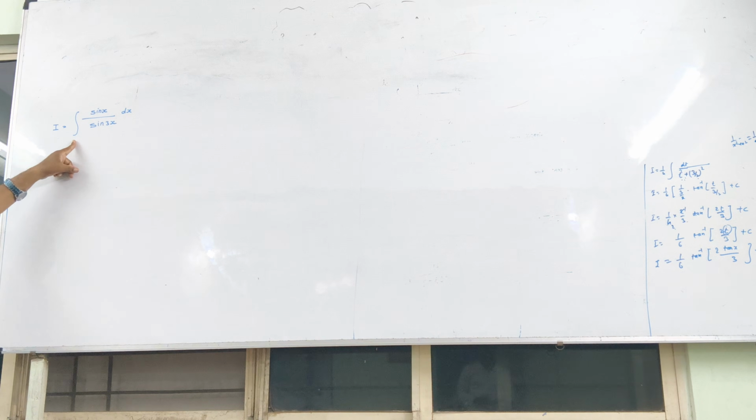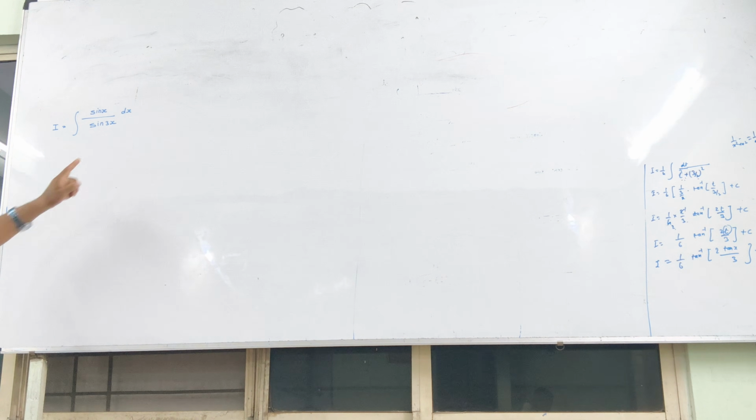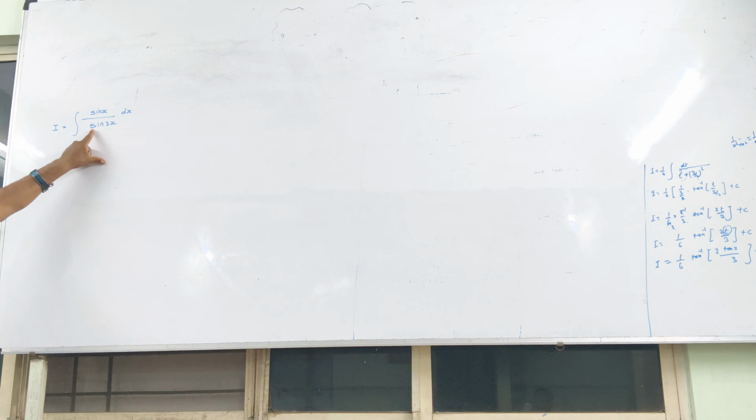I equal to integration of sin x upon sin 3x. First, this problem is converted into the integration of 1 upon a plus b sin square x form. To convert it into this form, we must use the formula of sin 3x. What is the formula of sin 3x? Anybody?